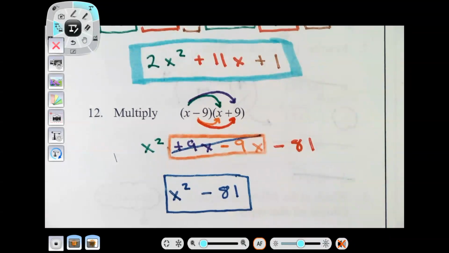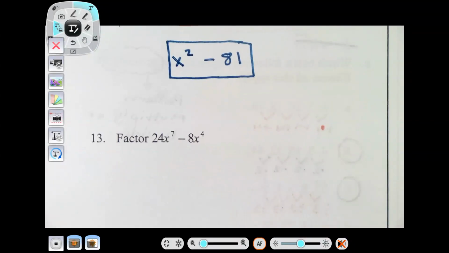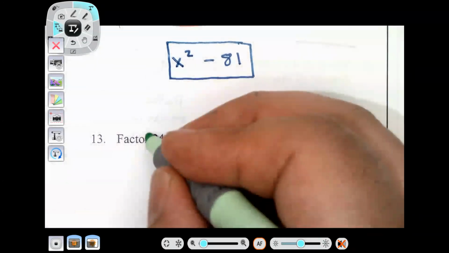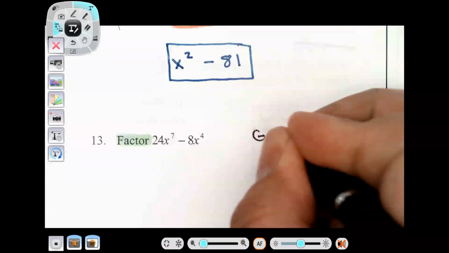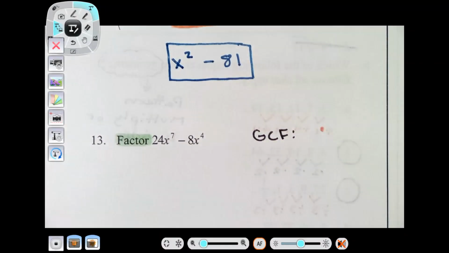All right, number 13. Again, this review is a lot longer than the real thing because we want to get the practice in. But the first thing we notice is the word factor. So as soon as they say factor, and yes, we have parts in the word wall for this as well, you got to go over the GCF first. That's a given.